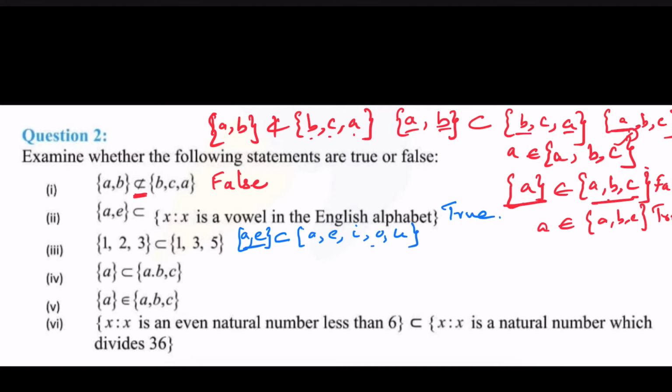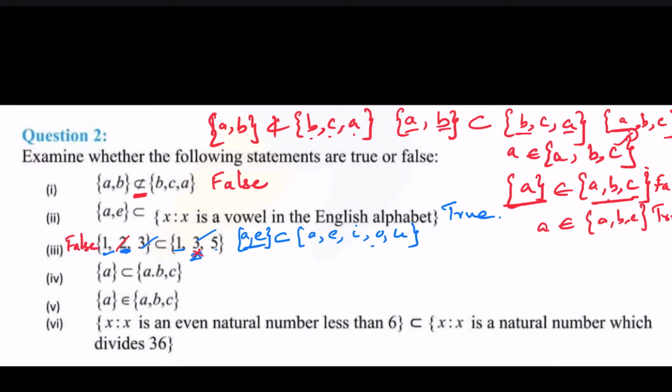Now the next one, you can see this clearly. This is a false statement because 1 is in the set, I'm sorry, 1 is also there in the other set. But 2 is there in one set and 2 is not there in the other. 3 is present in both of them, but 5 is not. Therefore it is not a subset. They wrote that {1, 2, 3} is a subset of {1, 3, 5}, therefore it is a false statement. So you can write it as a false statement.